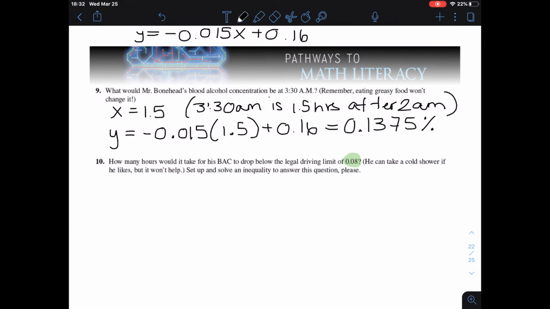So we want to set up an inequality. We want his blood alcohol concentration to be less than the legal limit. And this would tell us how long he would have to wait to drive. So his blood alcohol concentration is negative 0.015x plus 0.16. This needs to be less than 0.08.